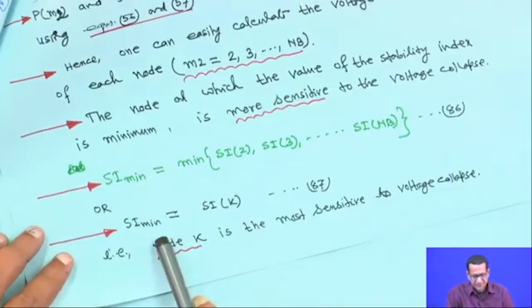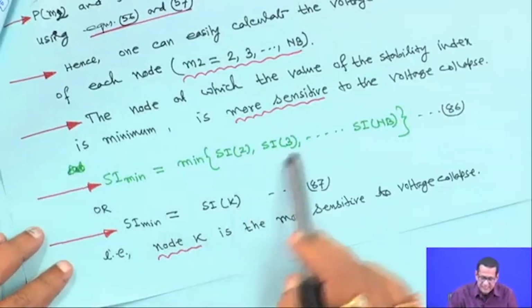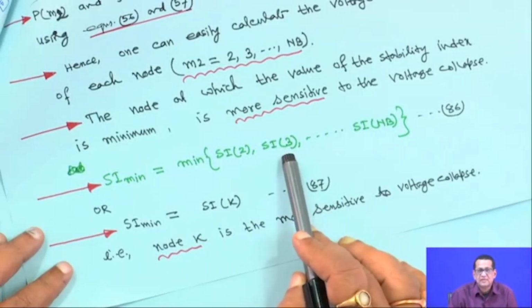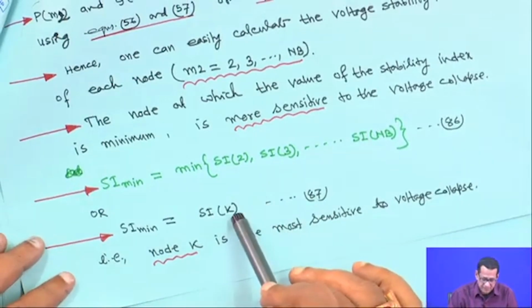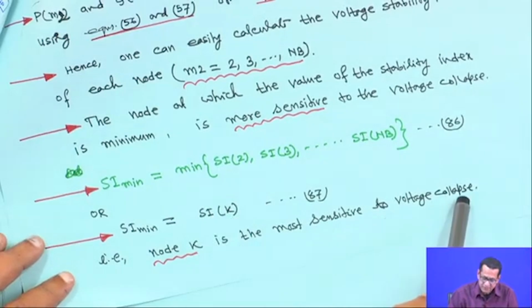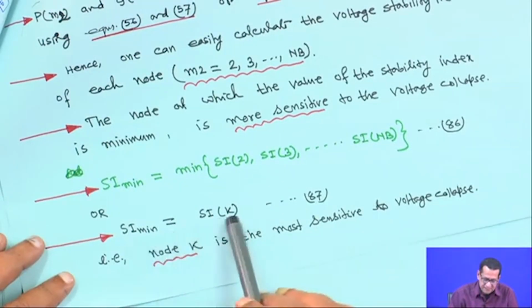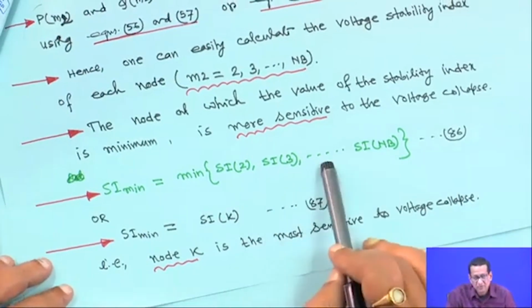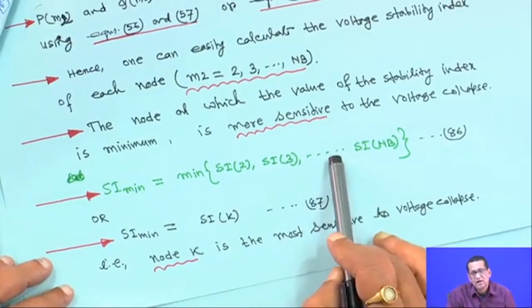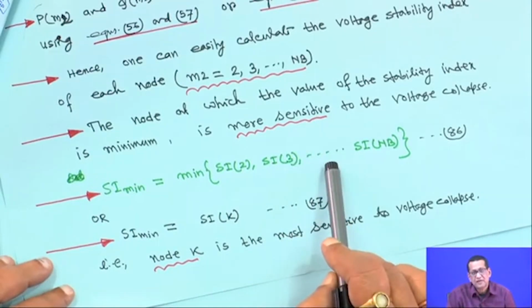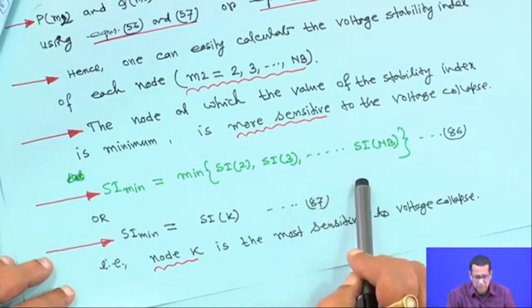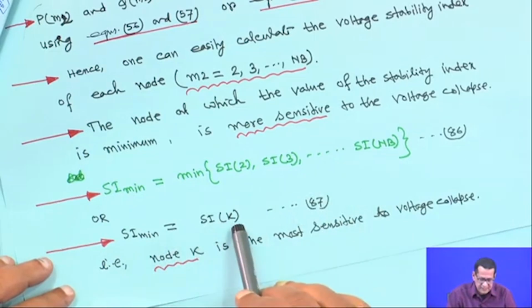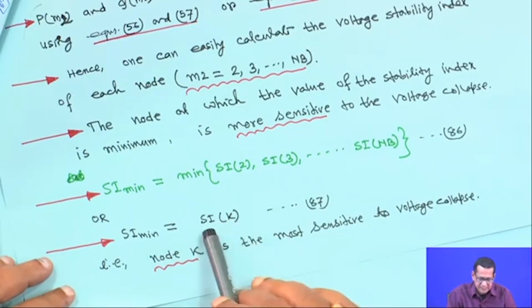For example, SI min is equal to, say, SIK, the kth SI value, where it is minimum, where node K is the most sensitive to voltage collapse, because this one is giving the minimum value. Say this is equation 86, this is equation 87. You have to compute SI values for all the nodes. After that, you take the minimum of that and the corresponding node.